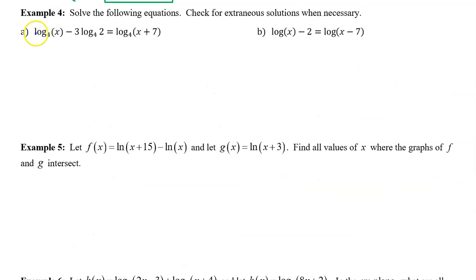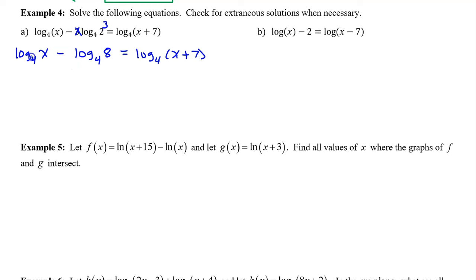Example 4, part A, has this extra step to it. We need to move this 3 to the exponent of the 2 before we can combine these into a single log. So I'm going to move the 3 right here and make it 2 to the 3rd power. So on the next step, I'm going to have the log base 4 of x minus the log base 4 of 8. 2 to the 3rd power is 8. And this will equal the log base 4 of x plus 7.